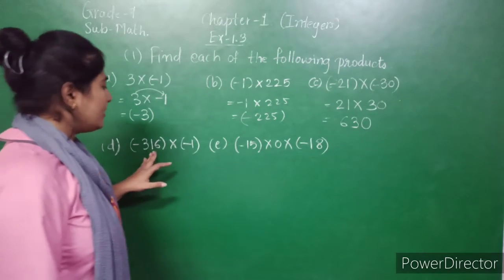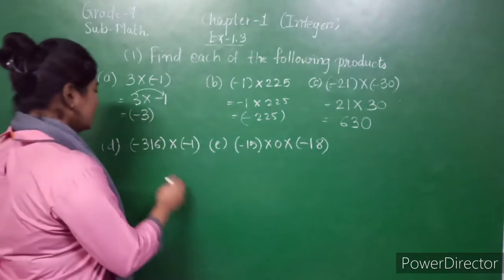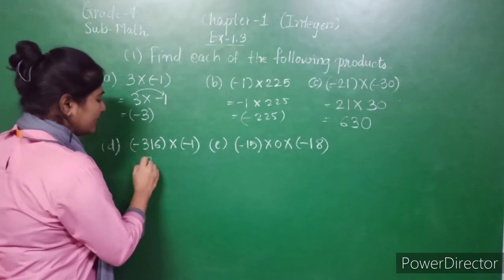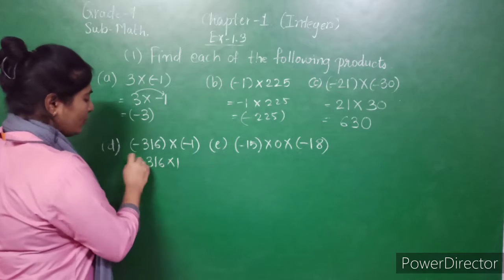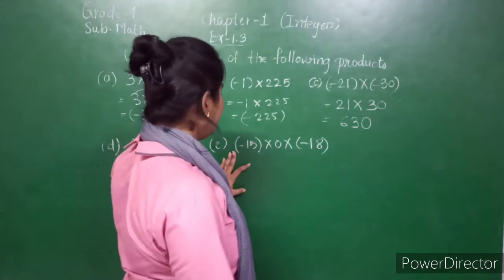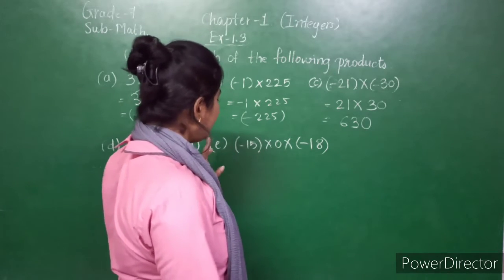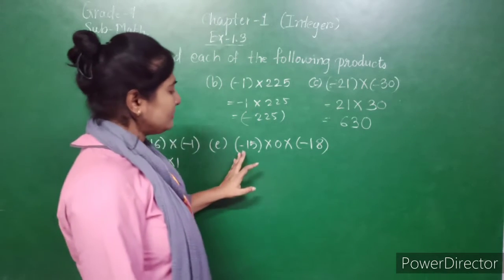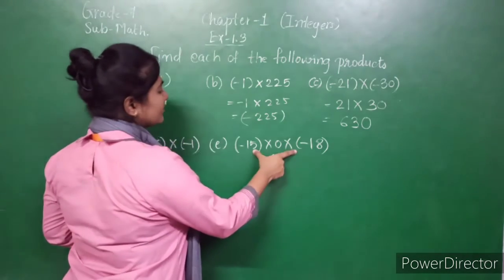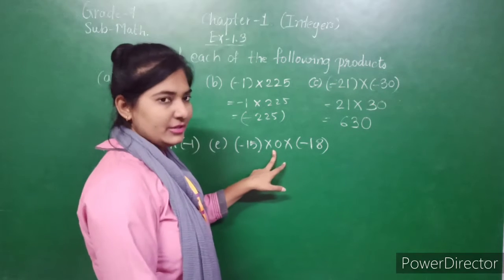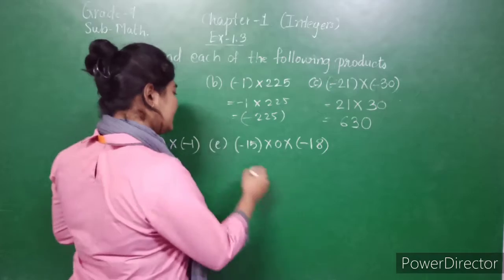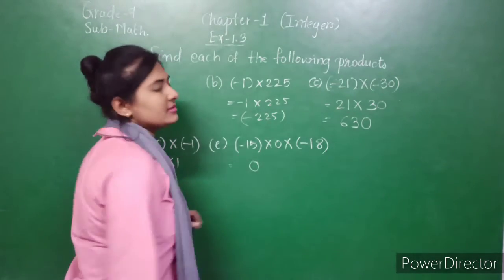Now minus 316 into minus 1. So here also minus is given 2 times, so our answer will be positive. So 316 into 1, that is 316. Next, minus 15 into 0 into minus 18. Here 2 times minus are given, but here we have to see 0. If we multiply any number with 0, then we always get 0. So our answer is 0.